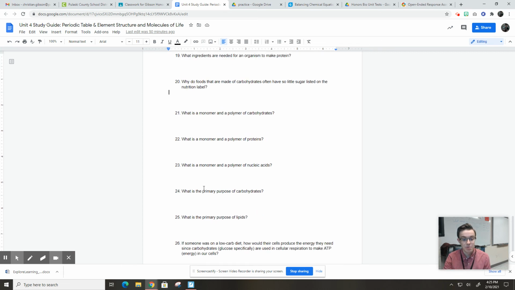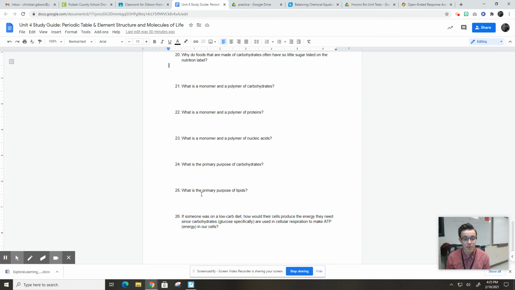Number 23, what is the monomer and polymer of nucleic acids? The monomer of a nucleic acid is called a nucleotide. So that's the building block that makes up your nucleic acids. A polymer of nucleic acids would just be a nucleic acid. And there are some examples. Two big ones in your body would be DNA, deoxyribonucleic acid, and RNA, ribonucleic acid.